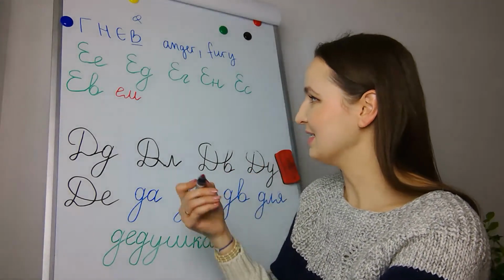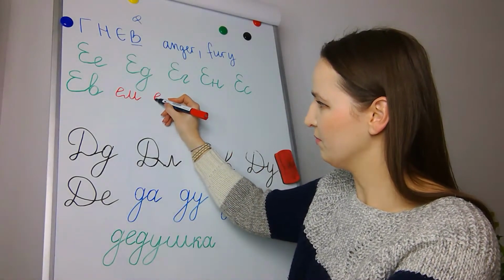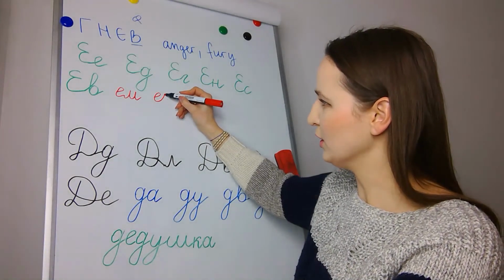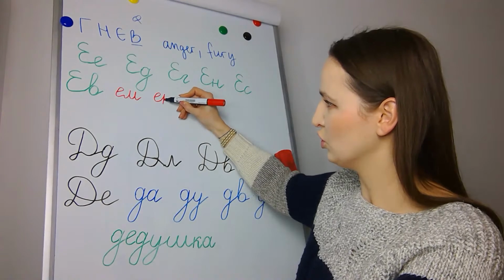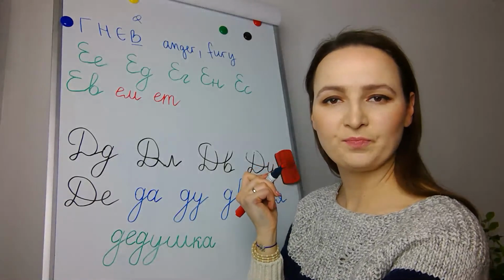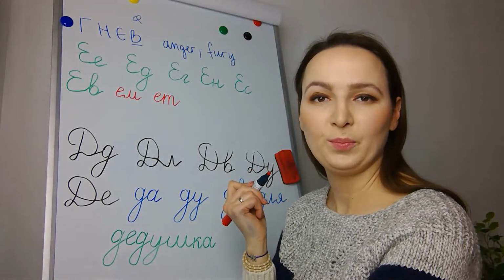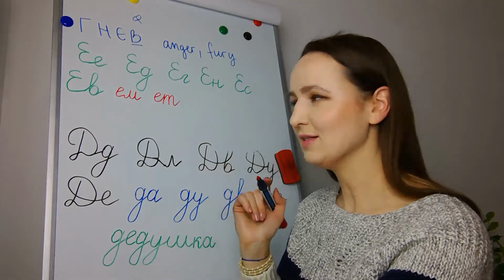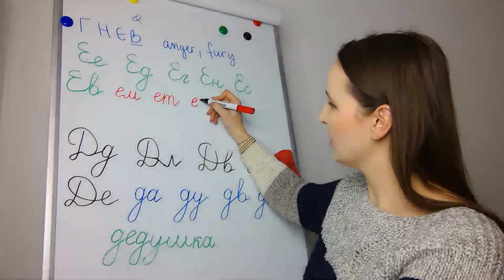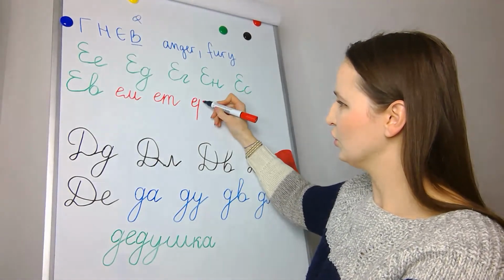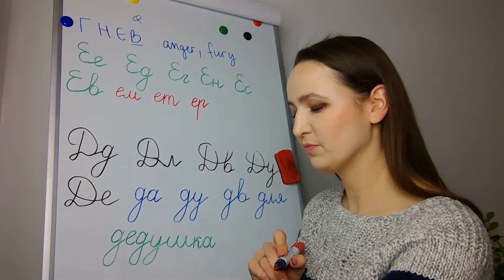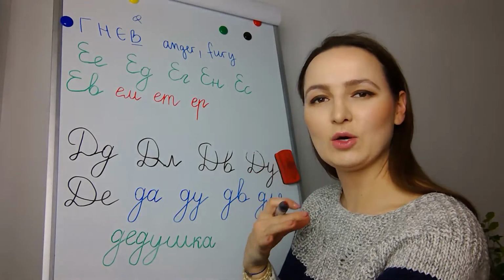Now let's connect ye with the letter t. Yet. Easy. And now te, a little bit difficult. 1, 2, 3. Yet. Now let's connect ye with r letter. R. 1, 2. Yer. Хорошо.